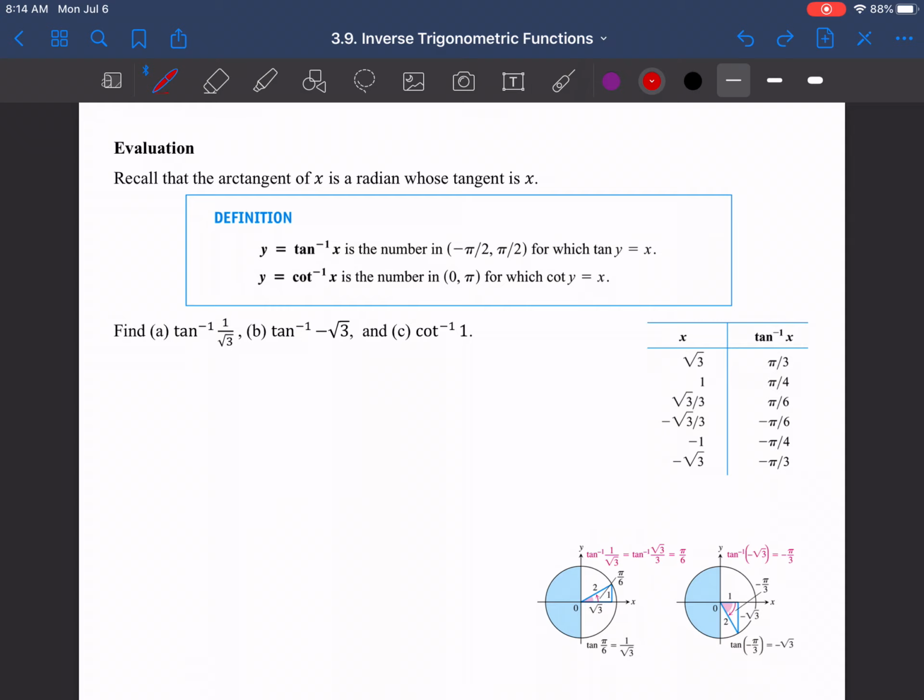All right, so here it says, find the arctangent of 1 over square root of 3, the arctangent of negative square root of 3, and the arc cotangent of 1. I'm going to leave you to try these. It shouldn't be too hard, especially since the answers are already on this page. But just try them real quick without looking over here on the right-hand side and see if you can do them, okay? Just kind of refresh your memory on it. It's just review. This is nothing new. You should have already been able to do this coming in.